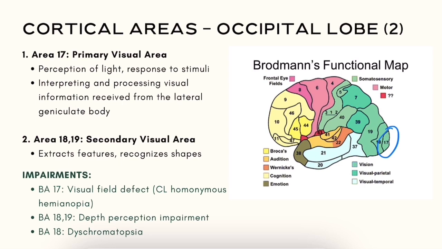Now for our area 18 and 19, this would extract features and recognize shapes. So it gives meaning to what you see. That's what area 18 and 19 are for. If we impair area 17, you could get a visual field defect or contralateral homonymous hemianopia. And if we get an impairment in area 18 and 19, we could get depth perception impairments or dyschromatopsia. Dyschromatopsia is sort of like color blindness.